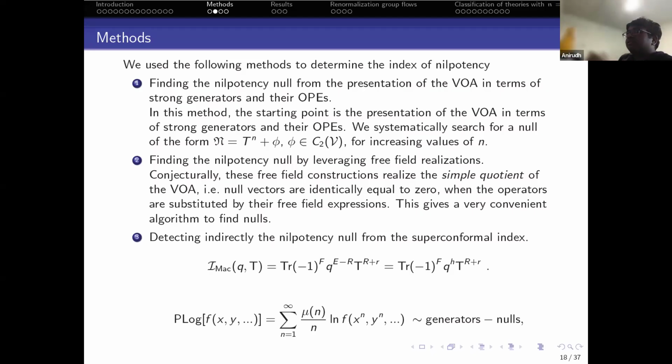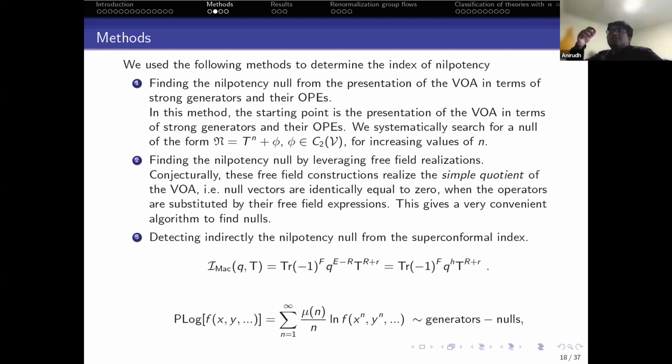Then the second way of finding this is to use the free field realization. So these free field realizations are basically expressing generators of your VOA in terms of composites of free fields. A very simple example would be if you take the beta gamma free field system and you consider the composite beta gamma normal ordered. This object, if you compute its OPEs, behaves like a U(1) current. So in this case, the U(1) current has been given a free field realization in terms of beta and gamma. Other free field realizations are more involved.